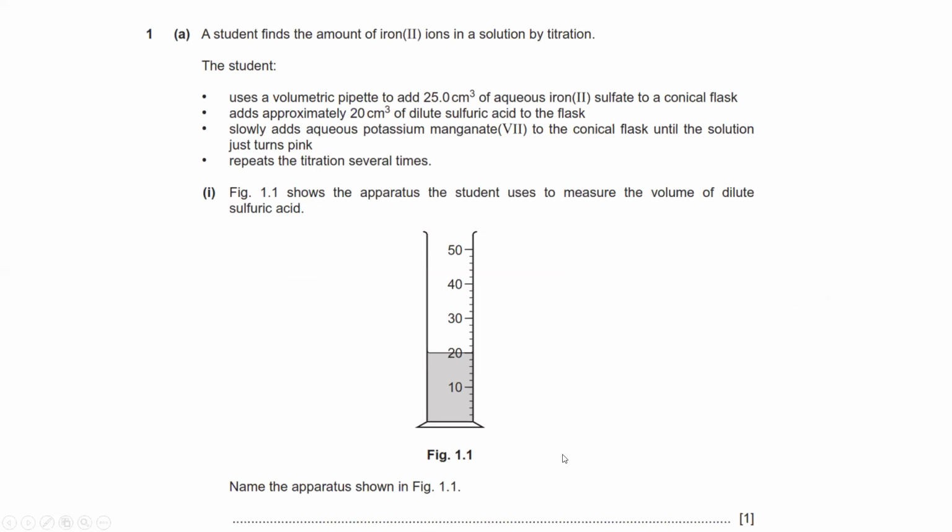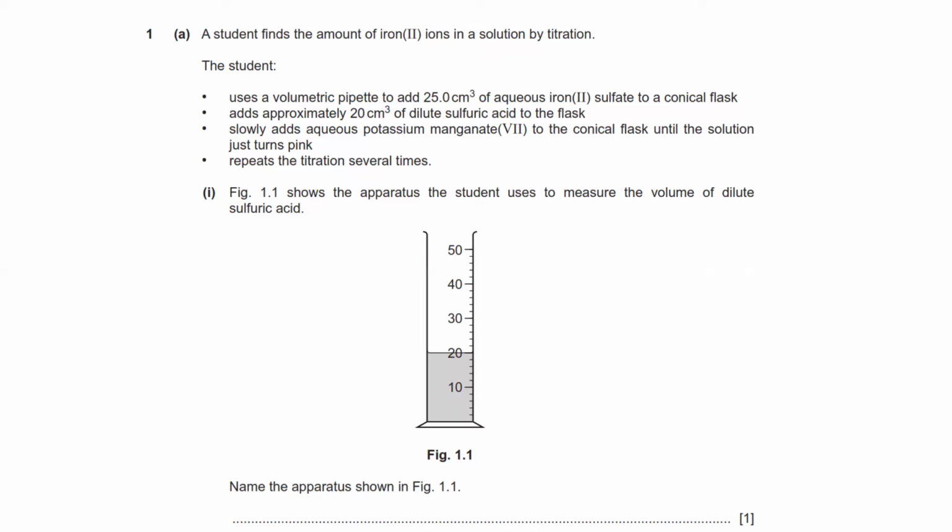First question. It says, a student finds the amount of iron 2 ions in a solution by titration. The student uses a volumetric pipette to add 20 cm³ of iron 2 sulfate to a conical flask, then adds approximately 20 cm³ of dilute sulfuric acid, but then slowly adds aqueous potassium manganate to the conical flask until the solution turns pink. Then repeat the titration several times.